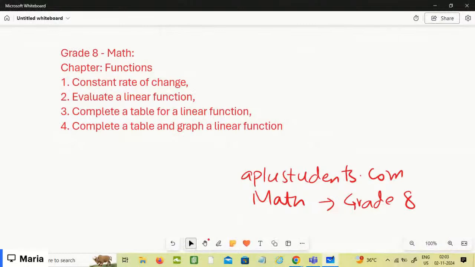The lessons we're going to cover today are constant rate of change, evaluate a linear function, complete a table for a linear function, complete a table and graph a linear function. So please make sure you have your notebook and pencil so that you can note down the important examples and definitions as well.